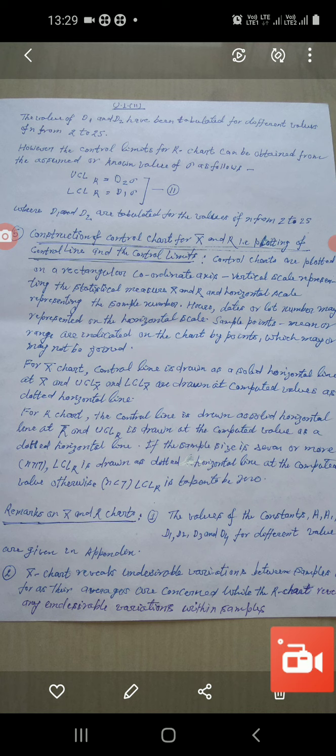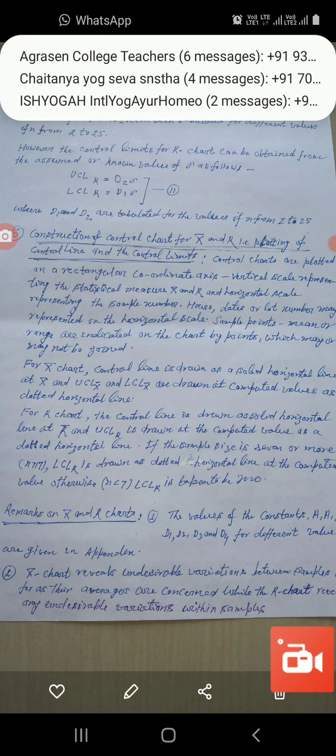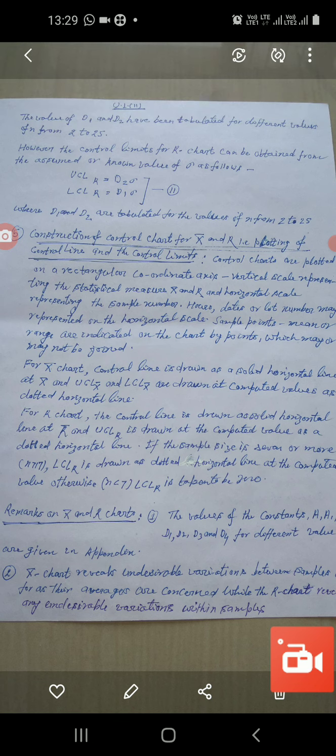In the previous lecture, we discussed D1 and D2, and these values are tabulated for the sample size n equal to 2 to 25. Now, we will discuss how the control chart is constructed.